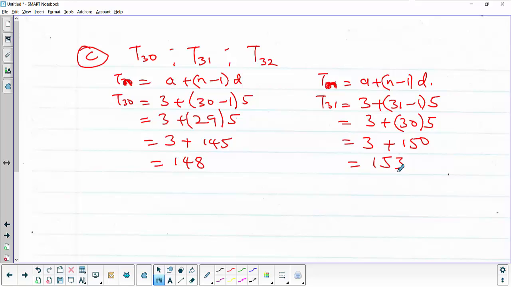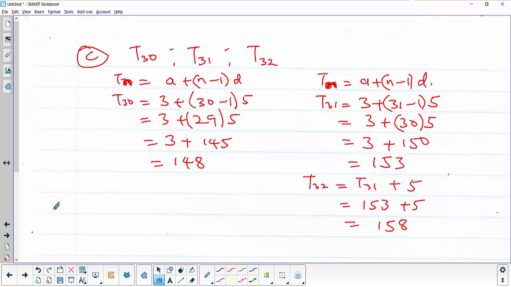So we can also try T32, but we don't need to bother ourselves. But let us bother ourselves and see what we are going to get as well. In that case, we can see that T32 is the same thing as T31 plus 5 because of the common difference. So which is going to be 153 plus 5, which is going to be 158. So we can see we have 158, 153, 148.